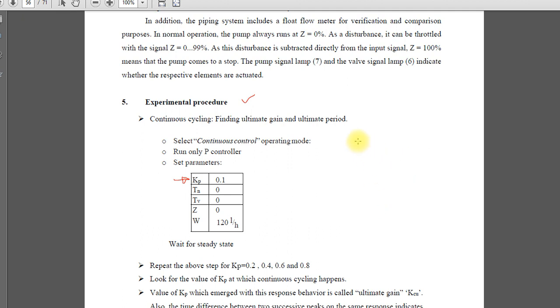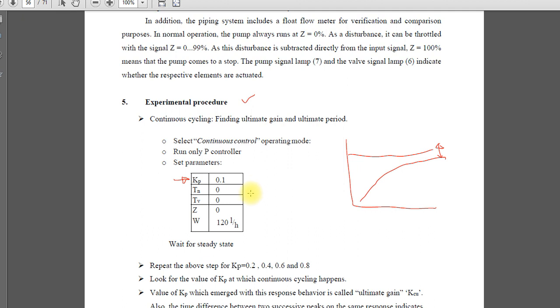If this is a set point, you will have offset, right? So it will go like this. Now this difference is called steady state error or offset.